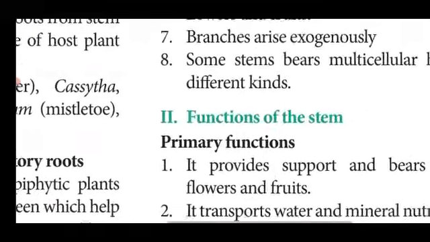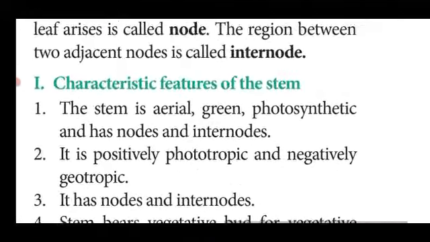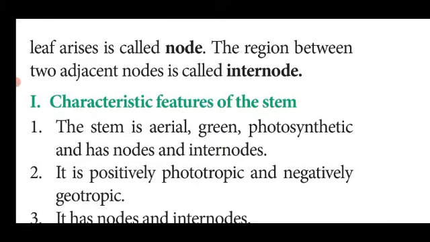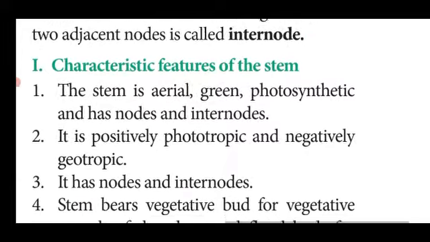The point from which the leaf arises is called a node. The region in between two adjacent nodes is called an internode.